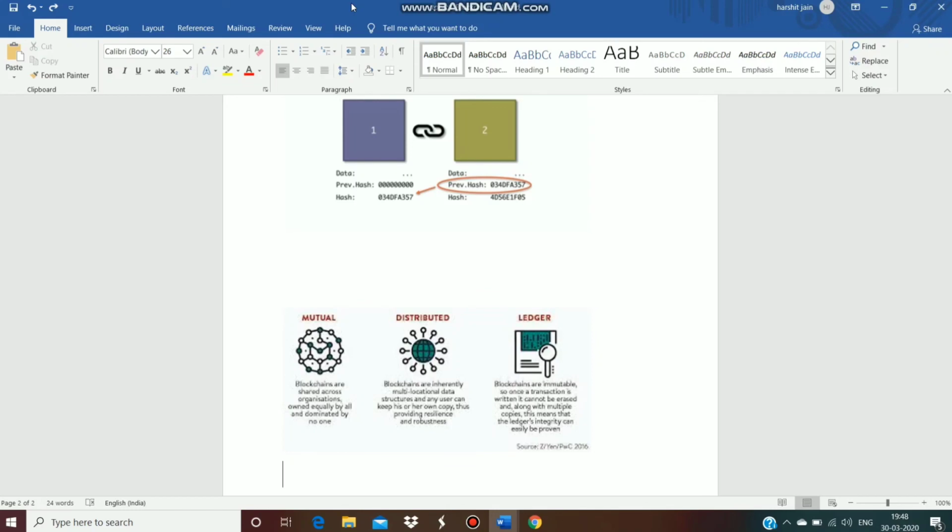So in conclusion, blockchain is nothing but a decentralized system of network which is distributed, and it is an immutable ledger. It means once a block is attached to the chain, we can't modify it. We can only add blocks, but we can't modify them. So this is all about blockchain.